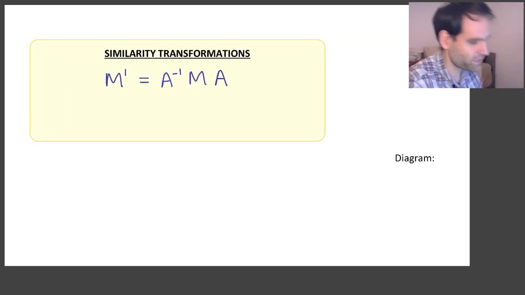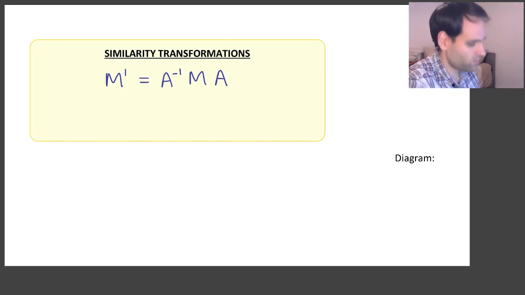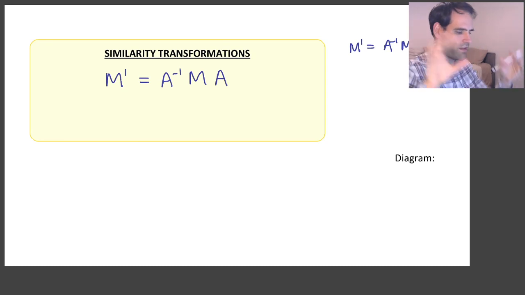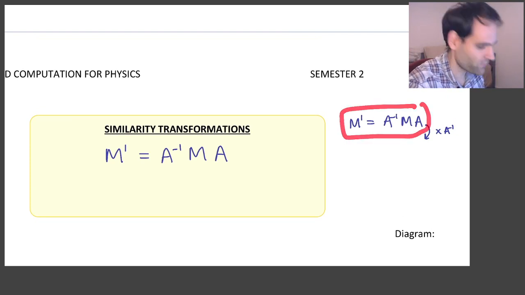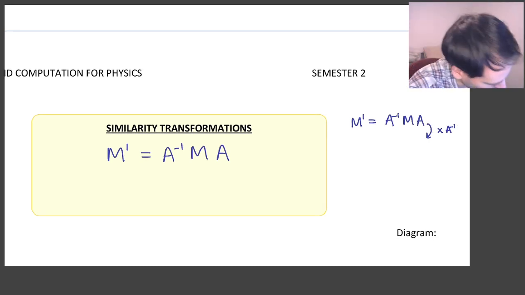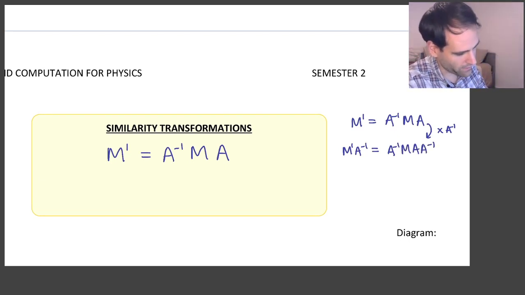Well, that's fairly easy. So imagine you have M prime, which is this. So first we multiply by the inverse of A on the right. To every matrix we add the inverse of A on the right. So we have started with this equation and we multiply times the inverse of A on the right. So we arrive at M prime A⁻¹ is equal to A⁻¹ times M times A times A⁻¹. But A and A⁻¹ cancel out.